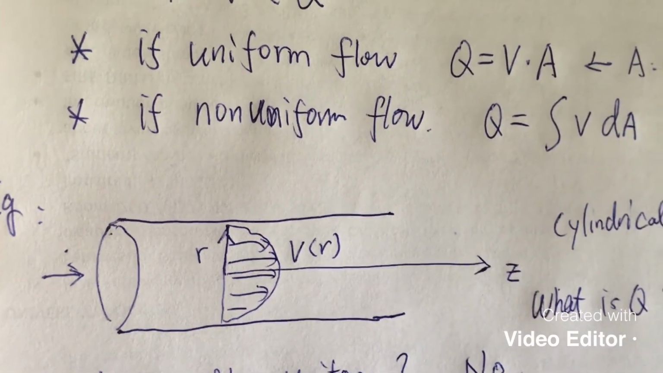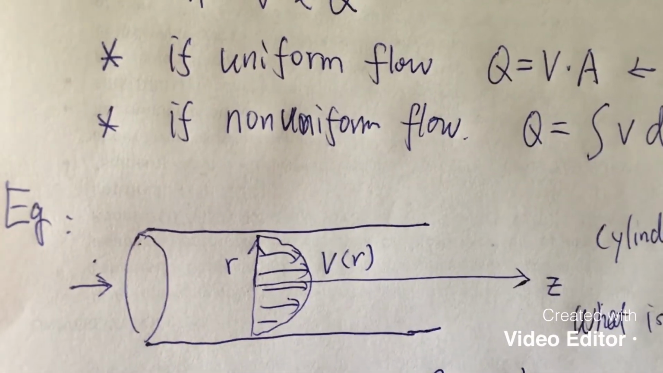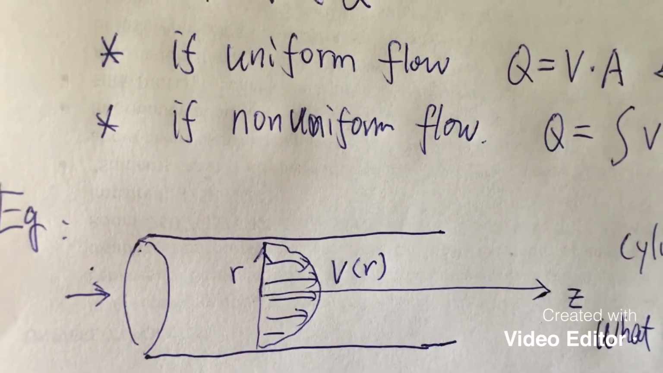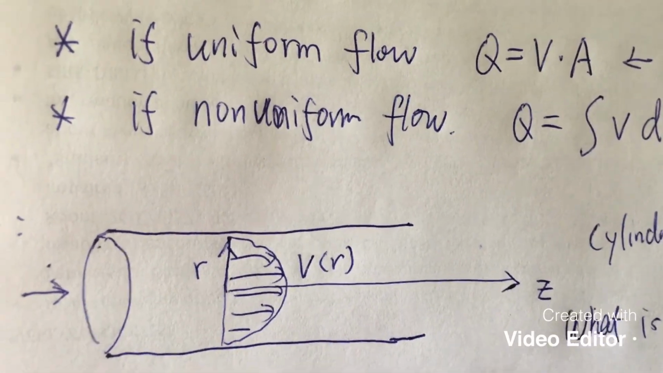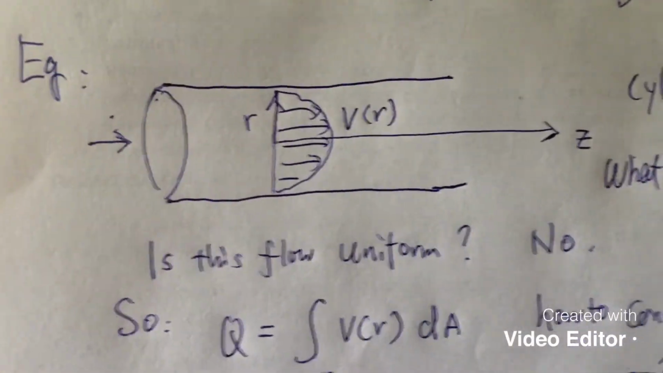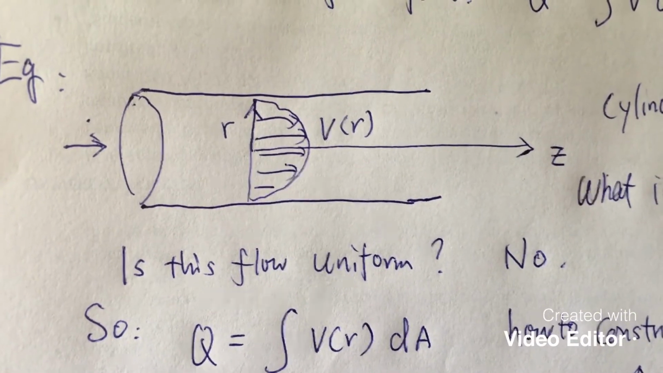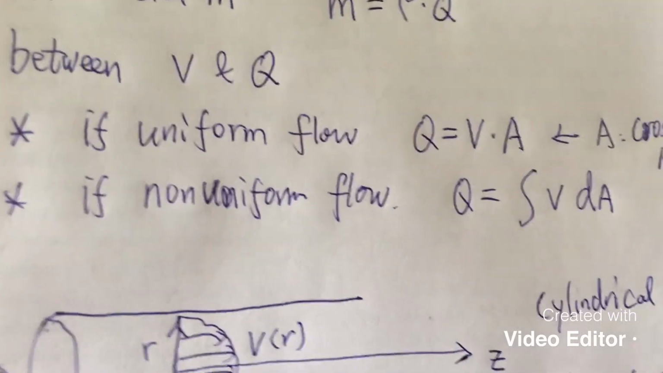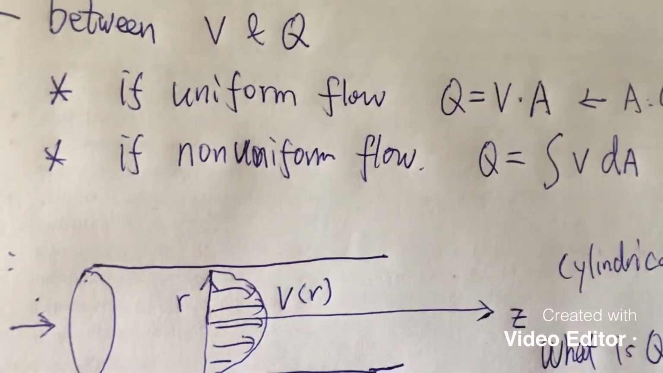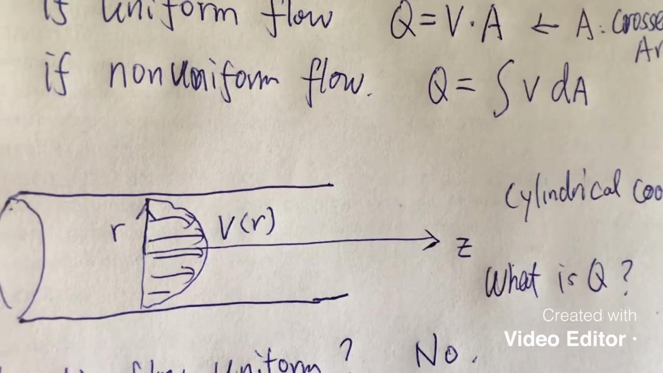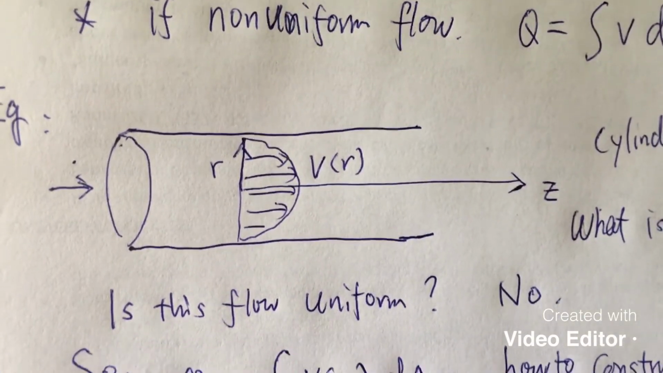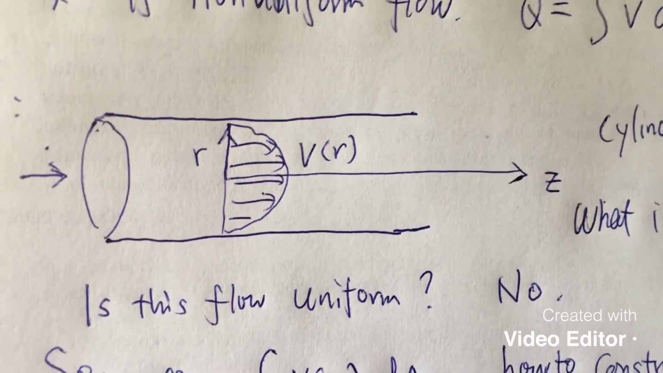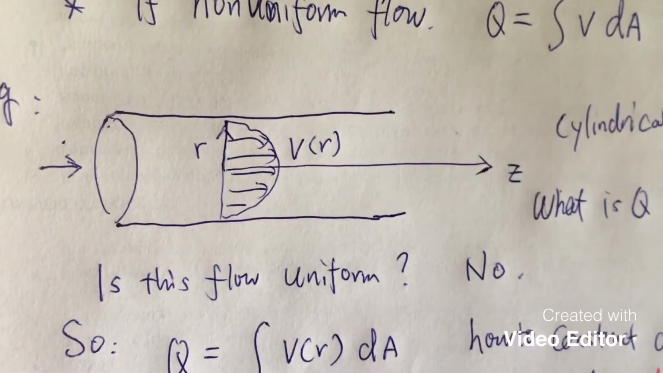So what is the flow rate of this pipe? You are given an expression for velocity as a function of R. The question you ask yourself is, is this flow uniform? Because if it's uniform, the flow rate is just velocity times area. If it's not, you have to do integration. Obviously, the answer is no, it's not uniform, so we'll have to go through the difficult route.